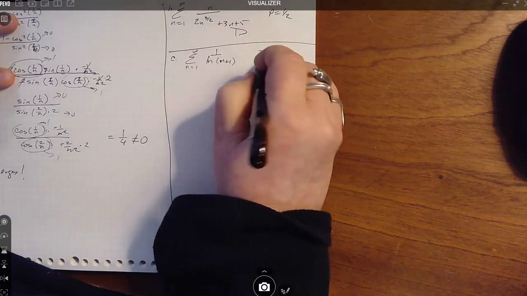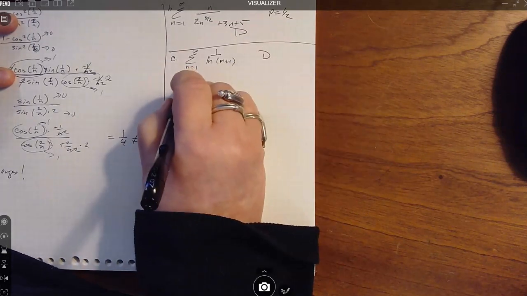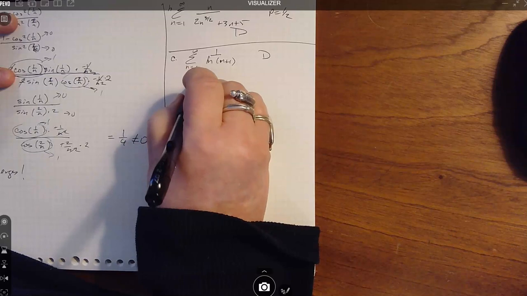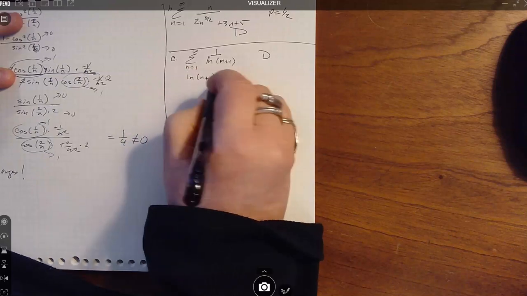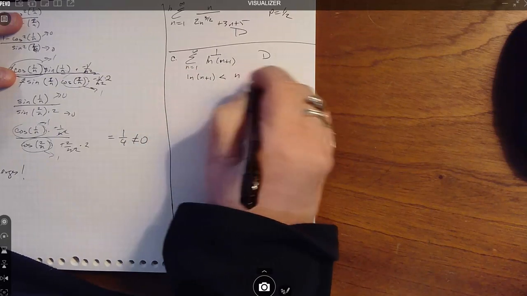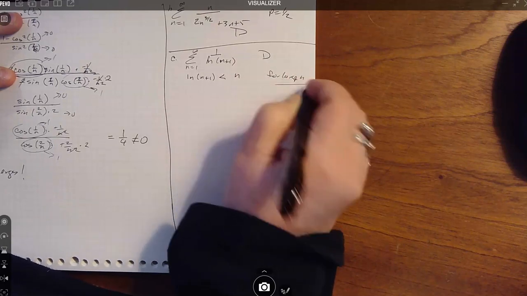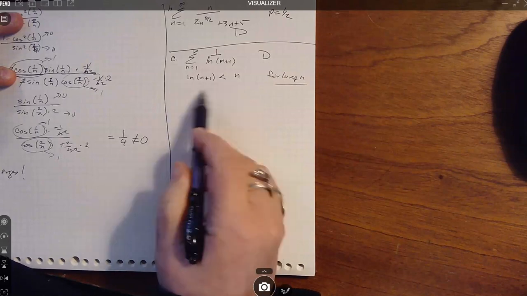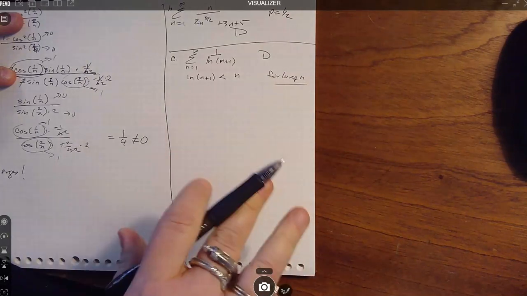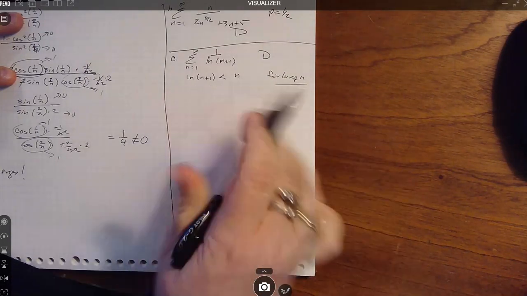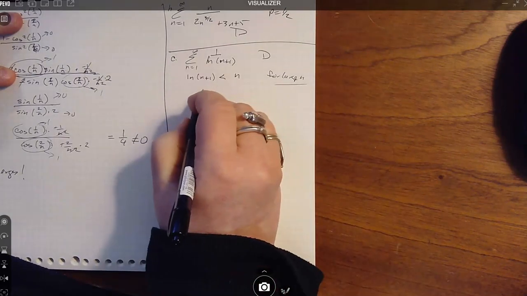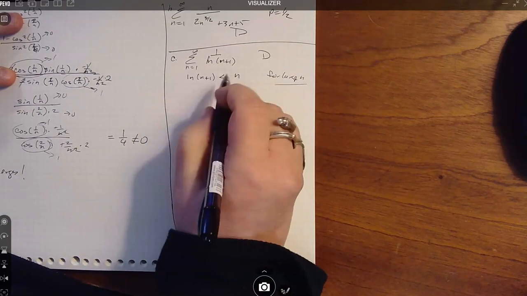If I want to prove it to you, which is always a good thing, I know that the natural log of n plus 1 will be less than n for large n. That's a fancy way of saying, around 0, the first billion, it may not cross. It actually does. But eventually it'll cross and it'll stay crossed.